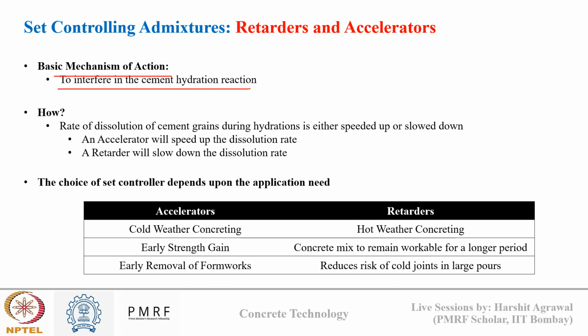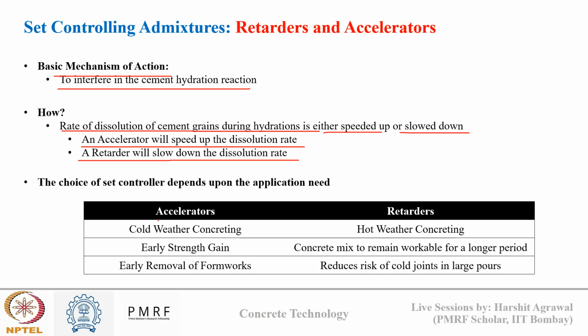Now, how do they do that? The rate of dissolution of cement grain during hydration is either speeded up or slowed down. An accelerator will speed up the dissolution rate of cement grain, and a retarder will slow down the dissolution rate of cement grain. What type of set controller is needed depends upon the application. A retarder will delay the setting, whereas an accelerator will accelerate the setting process.